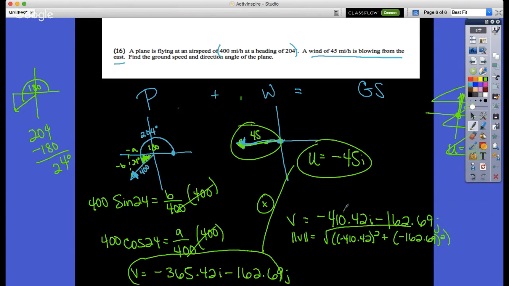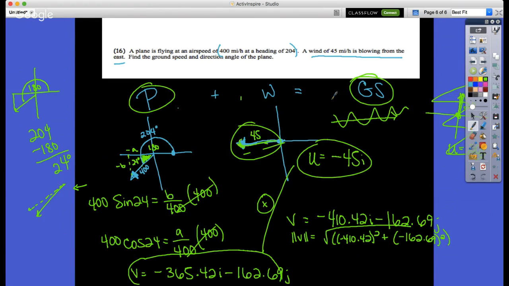The reason why I added these two together is that the plane is going at one speed, but it may think it's going this way. Let's do the actual problem. The plane thinks it's going this way, but because wind is impacting it, really this plane is going to end up being headed more towards this way. Even though the plane thinks it's going in this direction, the 45-mile-per-hour wind is affecting what it's actually doing, and that's what we call ground speed.